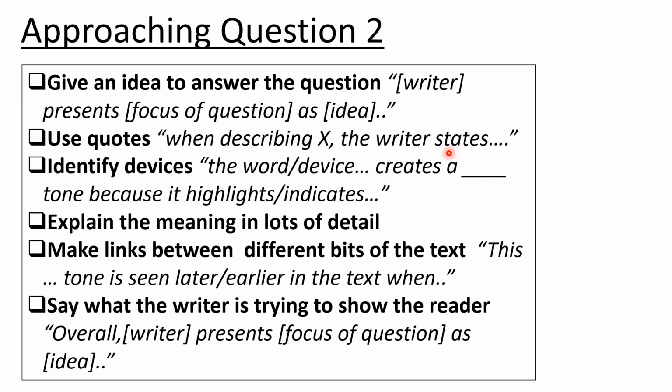And then you're going to talk about what tone it creates and why it creates that tone. And you're going to develop this in a lot of detail. You're going to explain what that word means, what it's referring to, what the metaphor is comparing in lots of detail. You're then going to make links between different bits of the text. So again, very similar to our literature. This, whatever tone, is seen later or earlier in the text when, and then you embed a new quotation. And at the end, you finish off by writing briefly what the writer is trying to show us. So reinforcing your original idea.